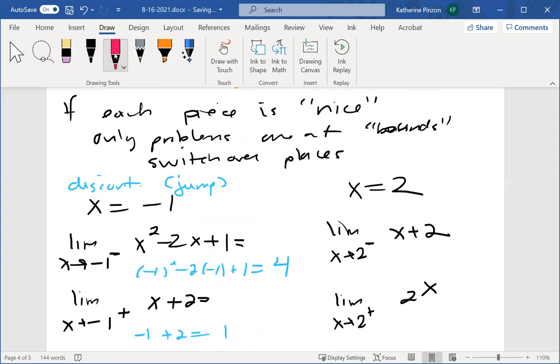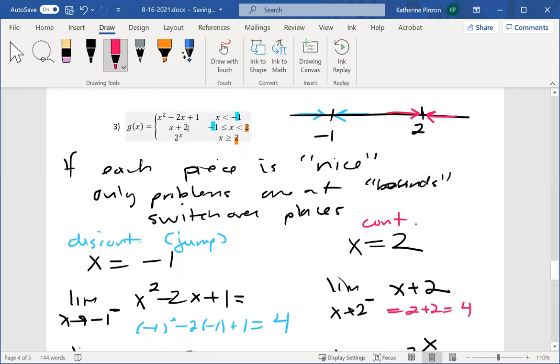Okay, then I just plug in 2. So 2 plus 2 makes 4. 2 to the 2 makes 4. Continuous at 2. So in this function, this picture here, the only place it's discontinuous is at x equals -1.